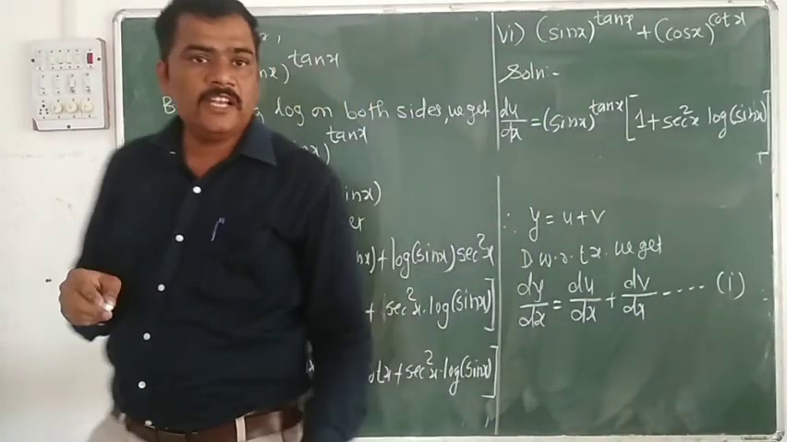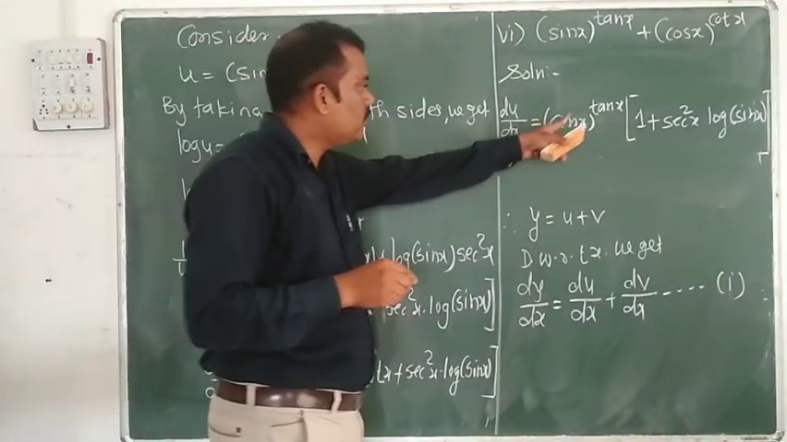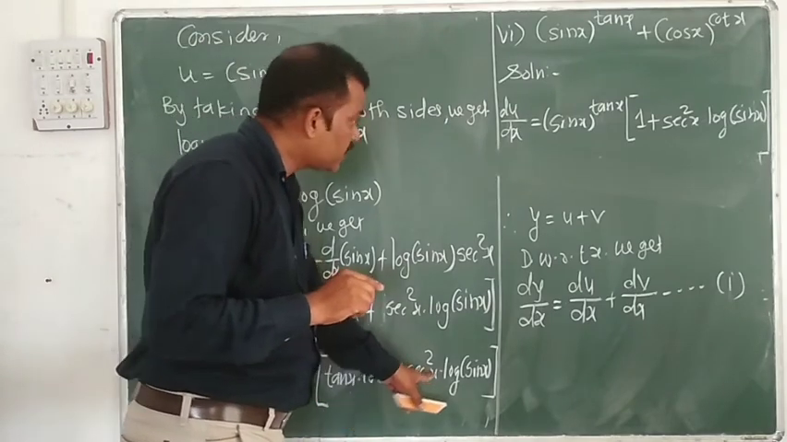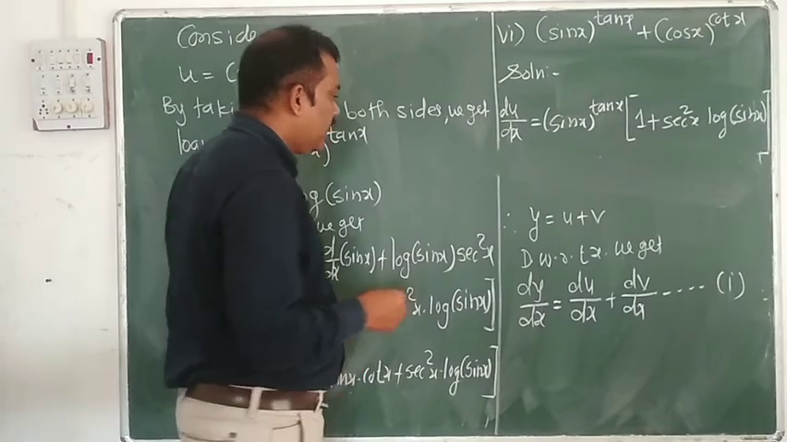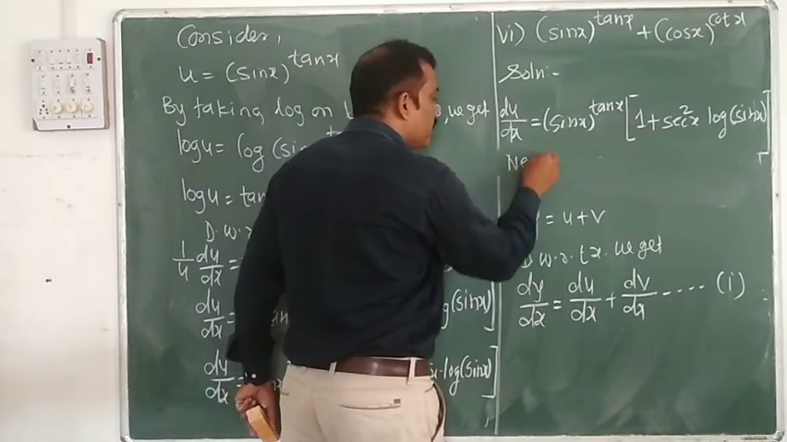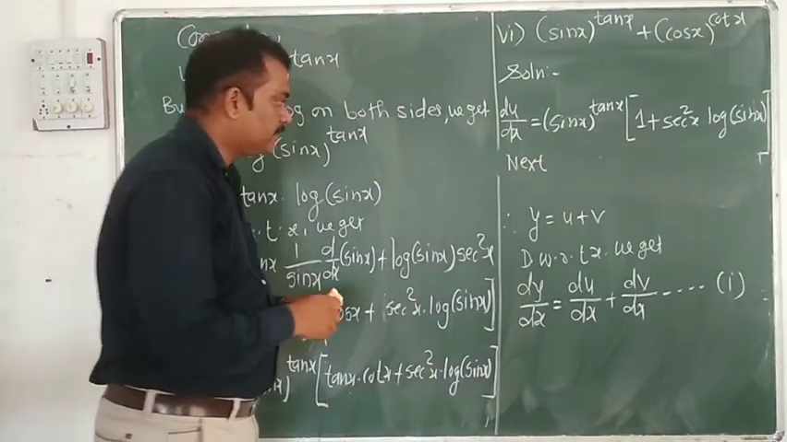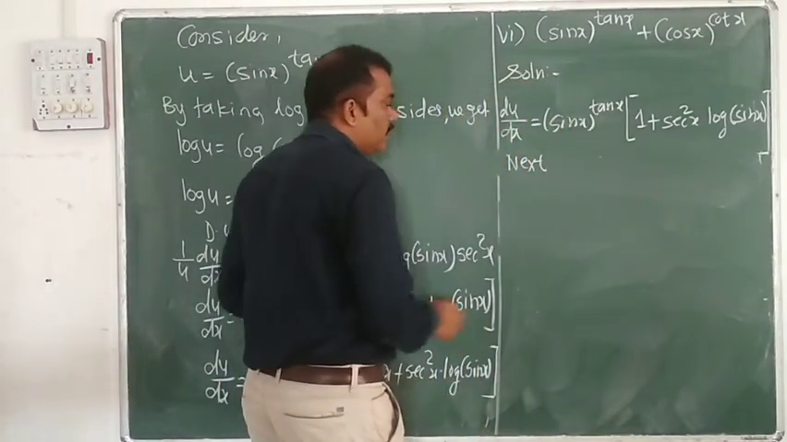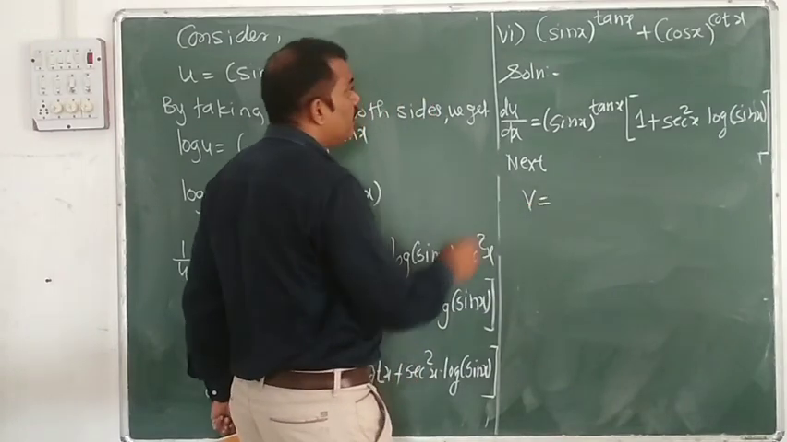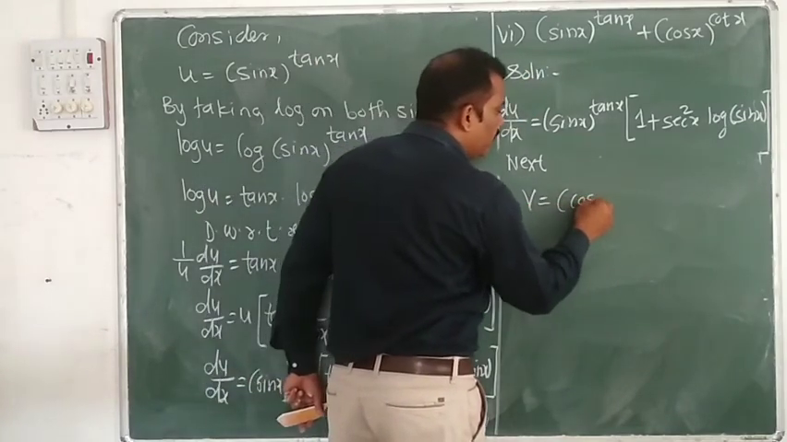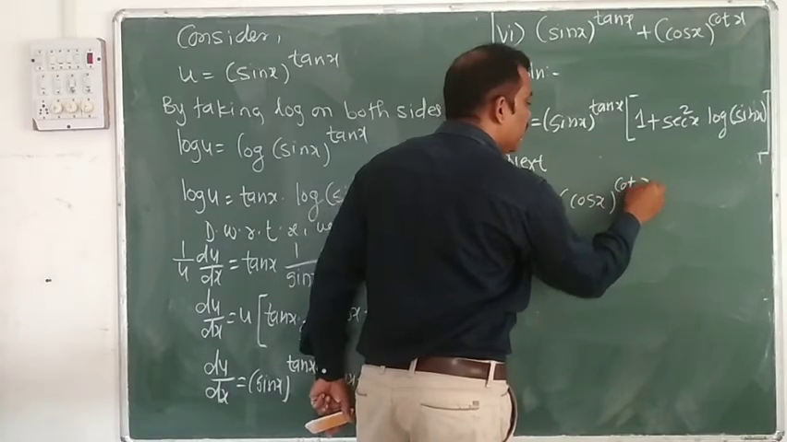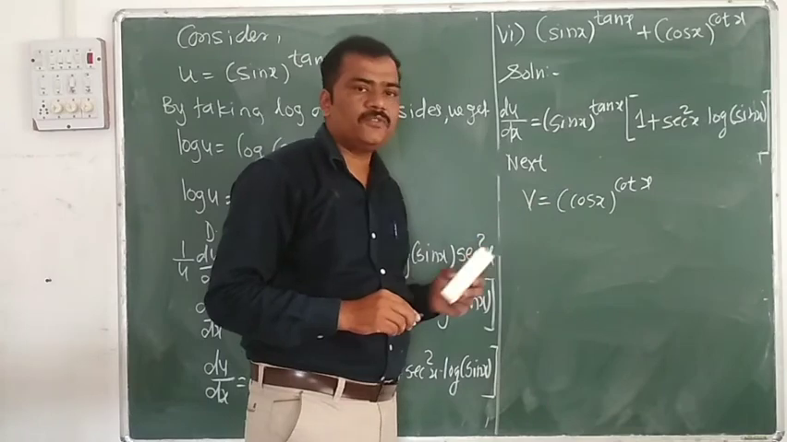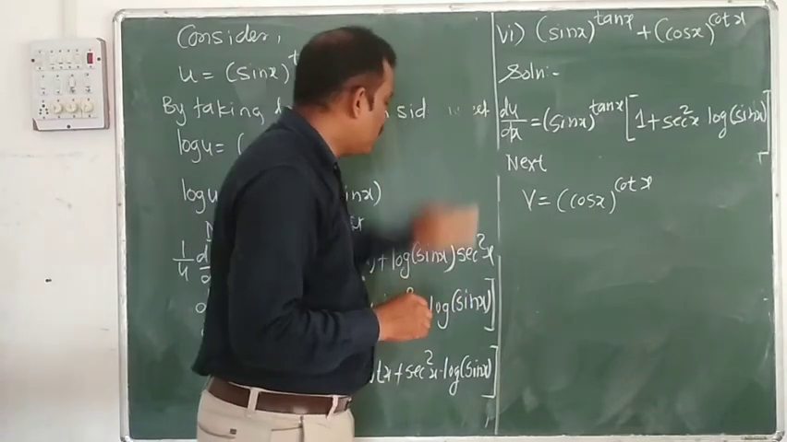This one we have to get the value of du by dx. du by dx is equal to sin x raised to tan x into (cot x... 1 plus sec square x) into log of sin x. Next we have to find the value of dv by dx. So we consider v is equal to cos x raised to cot x. This is again function raised to function, so we have to take the log on both sides.